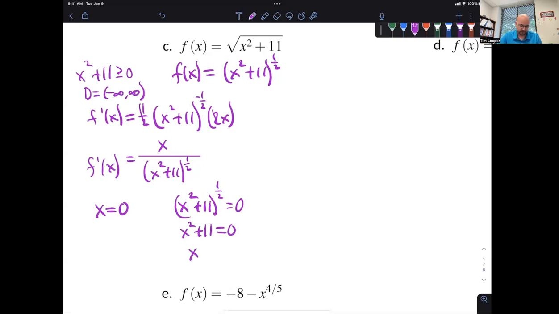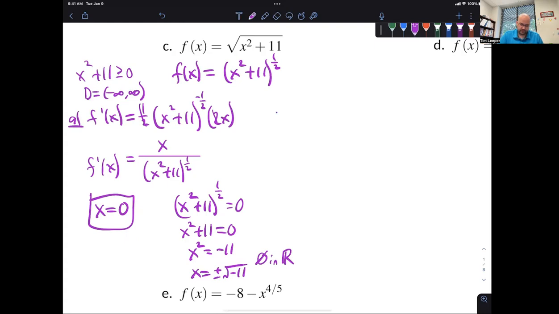Subtract the 11 means x squared equals negative 11, which means x equals plus or minus the square root of negative 11. But the square root of a negative number gives you an imaginary number overall. So what this is telling me is that this doesn't produce anything in the real numbers. And that's all we care about, are the real numbers. So this produces no solutions in the real numbers. Good. So I do have a critical number, and the only critical number then is x equals 0.